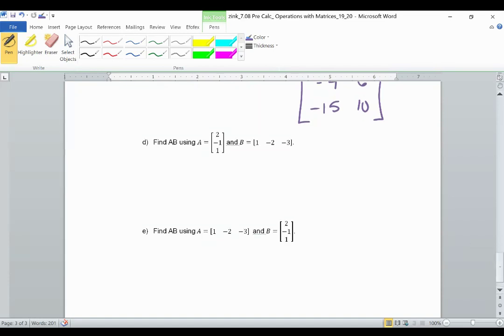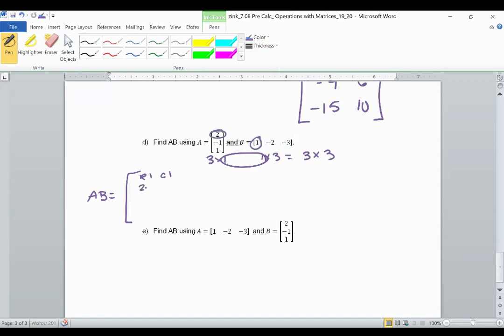And then letter D, find A, B again. So sometimes these are almost harder because they're so small when you have only one row or one column. So this is a 3 by 1, and this is a 1 row by 3 column. So our middles are the same. Final answer is going to be a 3 by 3. So it goes from both of them really small, actually becoming a much larger matrix. So when we do that, we're still taking row 1, column 1. Rows in the first one, columns in the second one.